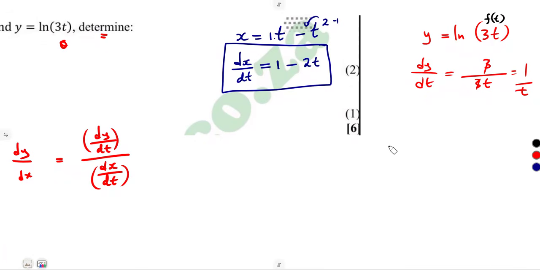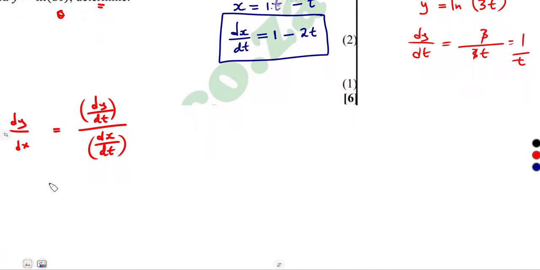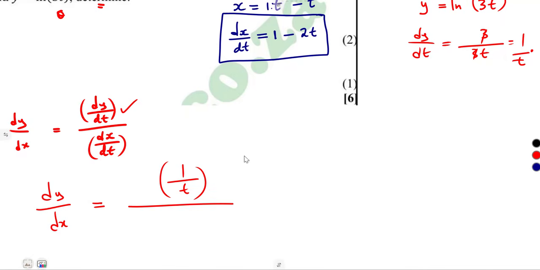Okay, so let us combine. As I chose to use this division, I'm just going to combine these two derivatives to obtain the derivative of y with respect to x. So dy dt, I have it. That is 1 over t. So we've got 1 over t there, everything over what?